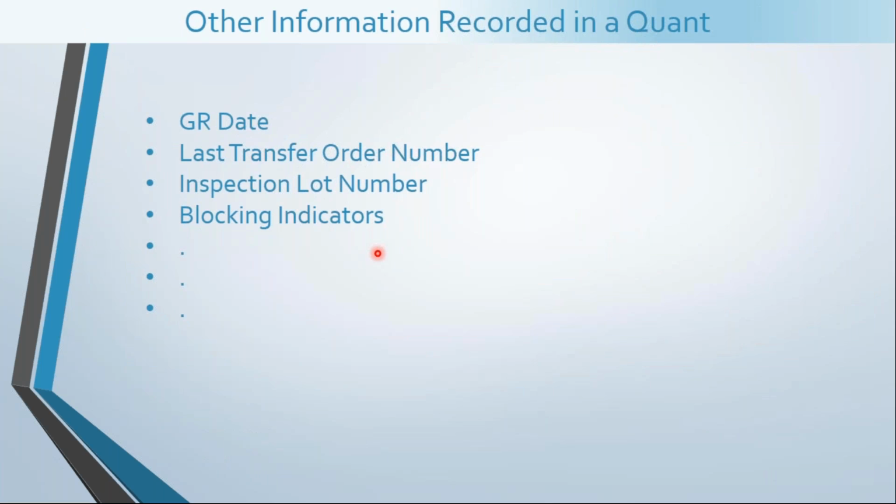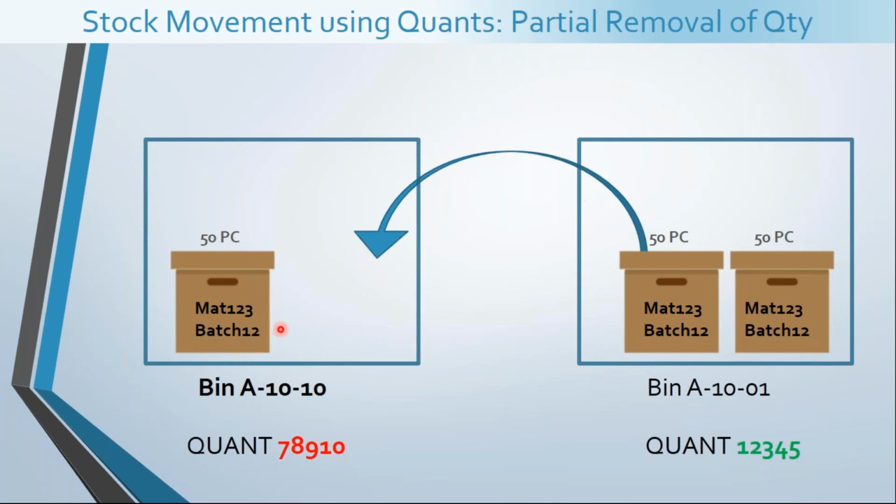If we have any blocking indicator, so let's say this quant 7, 8, 9, 10, which now has 50 pieces, for whatever reason I want that these 50 pieces should not be used for any subsequent process, then SAP gives us some provisions to block this quant. So I can block these 50 pieces, and then you cannot remove it from this bin for different business reasons. But of course, let's not talk about that in detail now. But yes, there are certain fields which we have in the quant definition which carries different information.